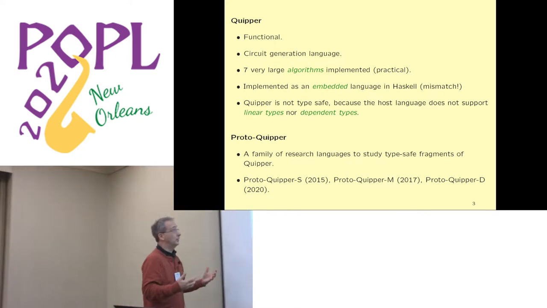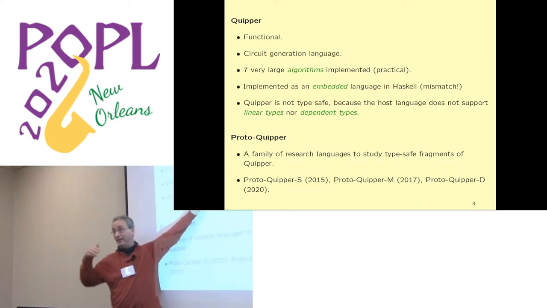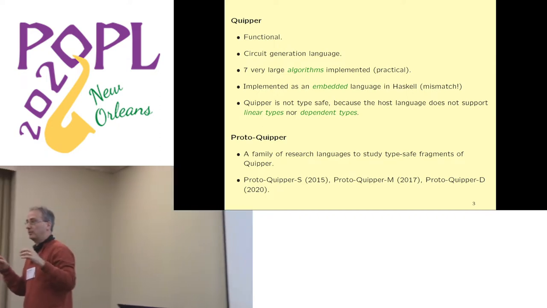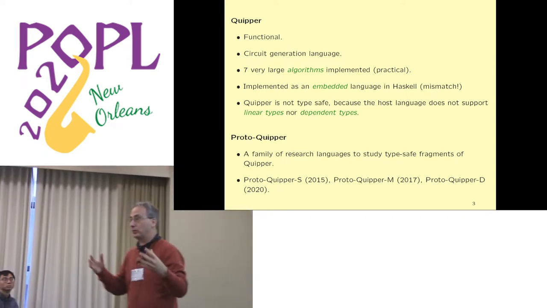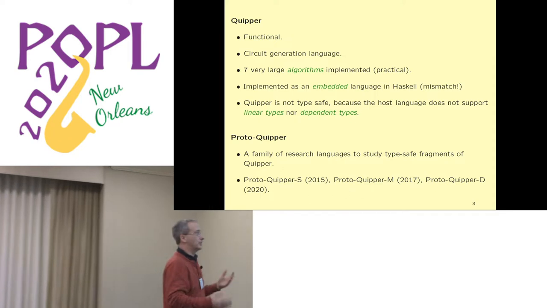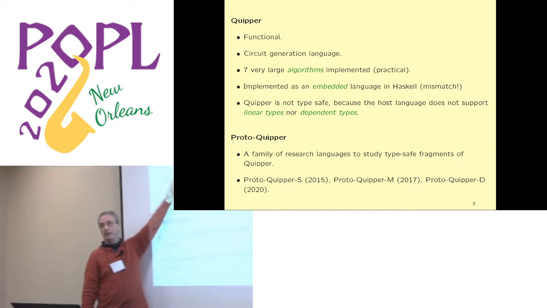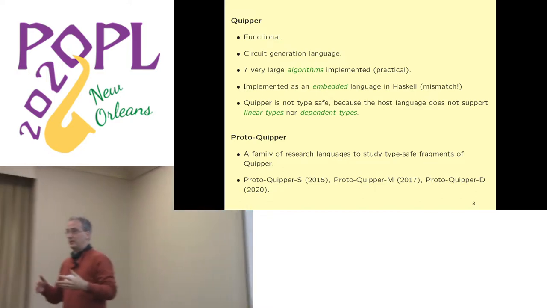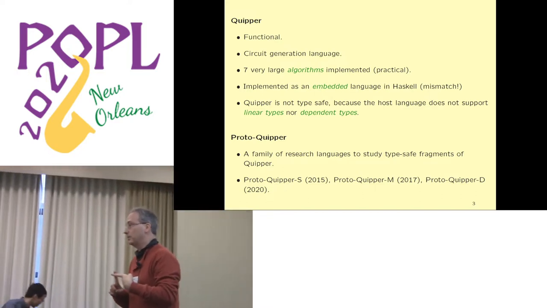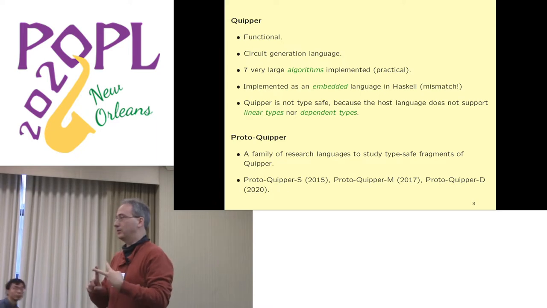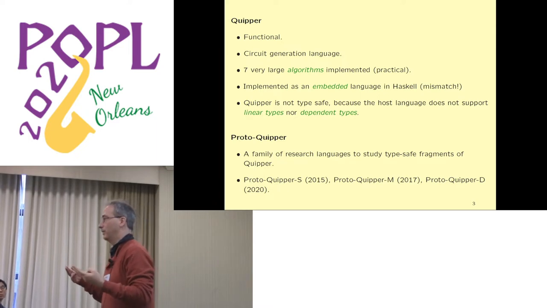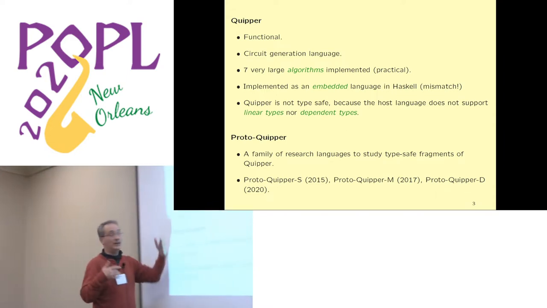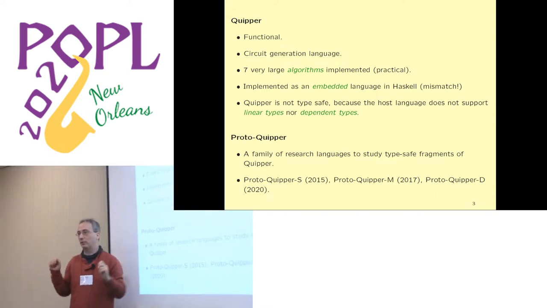but it's not type safe. So Quipper, the language which is embedded in Haskell, is not type safe. There are many Quipper programs that you can write that are going to crash or give you runtime errors. And the reason this happens is because there's a mismatch between the embedded language and the host language. The host language is Haskell. Haskell does not have linear types in the sense of linear logic, and Haskell also is not dependent. It doesn't have dependent types. These two features would be needed if we wanted to make a type-safe version of Quipper.